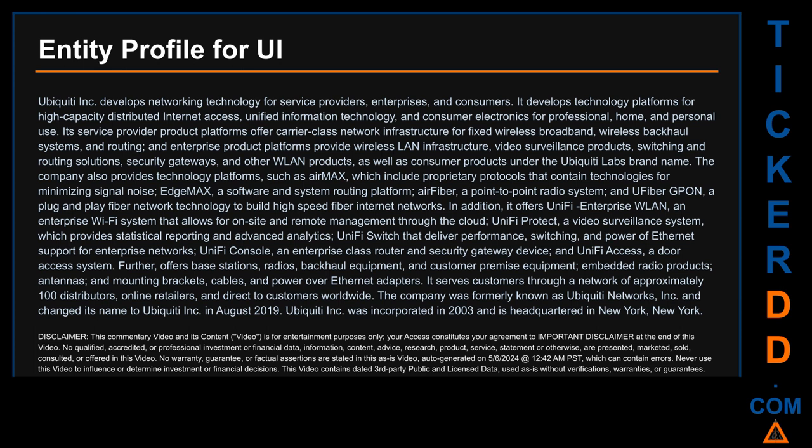Further, it offers base stations, radios, backhaul equipment, and customer premise equipment, embedded radio products, antennas, and mounting brackets, cables, and power over Ethernet adapters. It serves customers through a network of approximately 100 distributors, online retailers, and direct to customers worldwide. The company was formerly known as Ubiquiti Networks, Inc. and changed its name to Ubiquiti Inc. in August 2019. Ubiquiti Inc. was incorporated in 2003 and is headquartered in New York, New York.